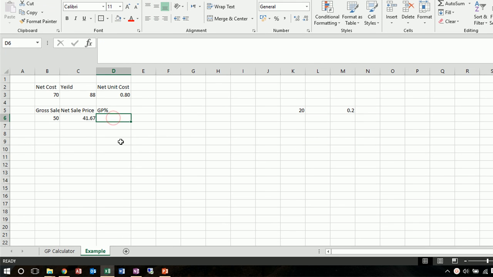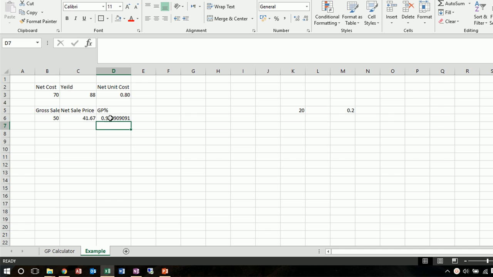So let's put in our GP margin. If you remember before, we said that if you want to calculate your GP, you have to use the net costs and the net revenue, or the gross costs and the gross revenue. In this case, we're going to use net sale revenue and net unit cost. So we go what we sold it for net, take away what we bought it for net, divided by what we sold it for net. And we can put in our brackets again.